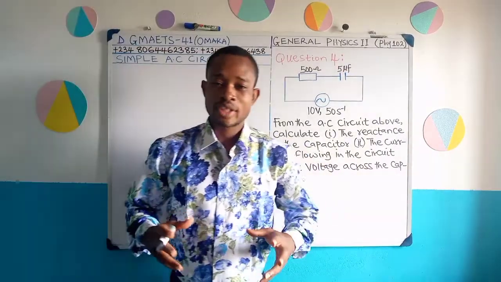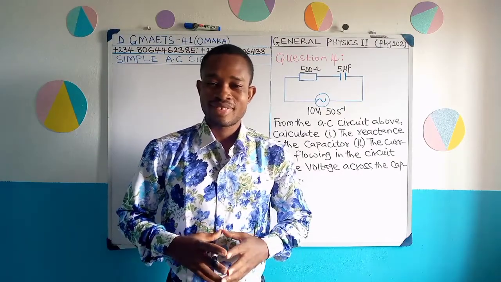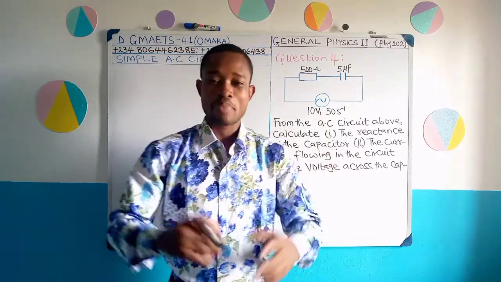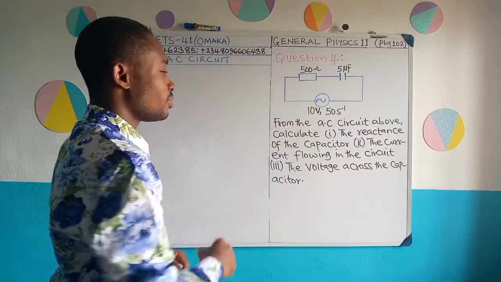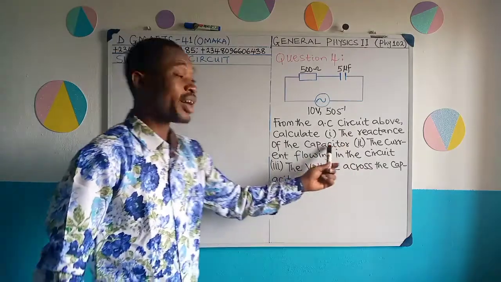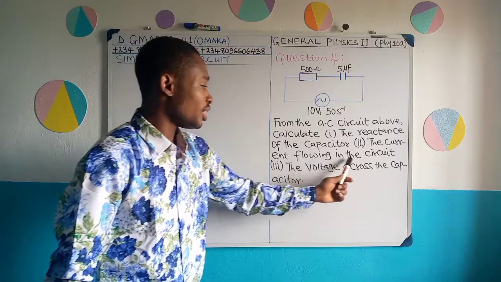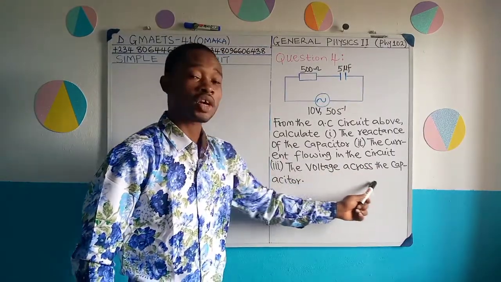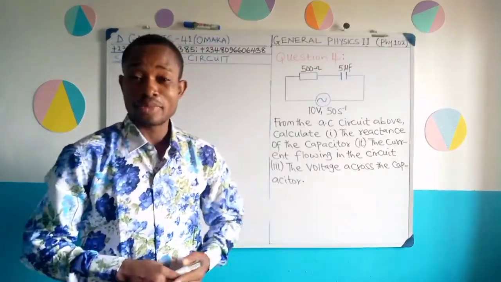And now we want to solve this problem for a circuit that contains a resistor and a capacitor. What are we required to find? We've got this diagram here, and so we have to calculate: I, the reactance of the capacitor; II, the current flowing in the circuit; III, the voltage across the capacitor.